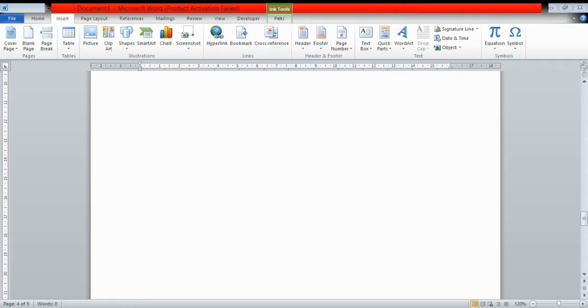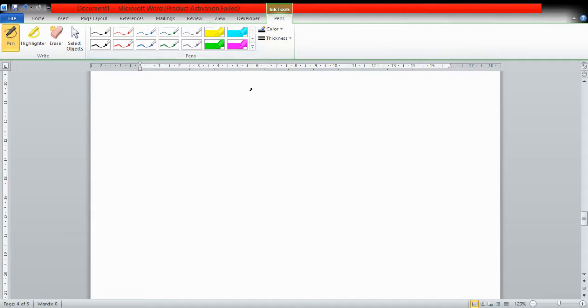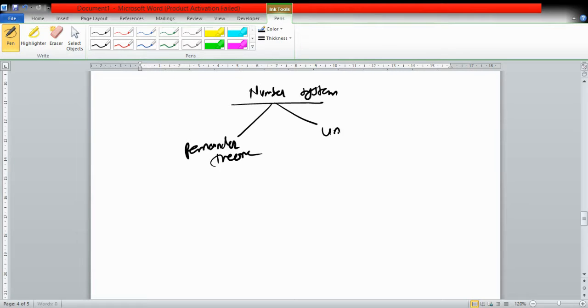Today we are going to discuss number system. In number system we have two important concepts. The first concept is the remainder theorem, and the second concept is how to find the unit digit or last two digits. Two concepts, we'll go through them one by one. That is concept one, the remainder theorem.